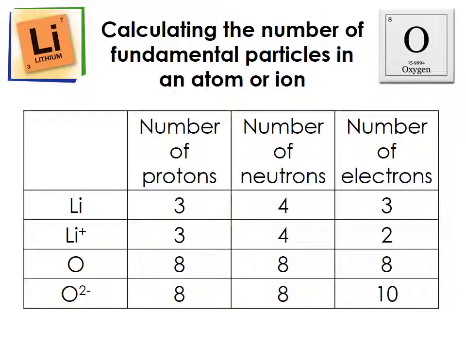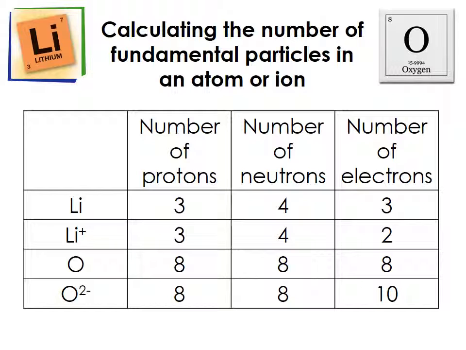Here are some examples for you. If you take lithium, as we said, it was 7 and 3, so the mass number was 7 and the atomic number was 3. Based on the rules we've just said, the atomic number is 3, so you'd have 3 protons. It's electrically neutral, so you'd also have 3 electrons. The difference between the mass number and the atomic number is 4, so we have 4 neutrons. For a lithium plus ion, the number of protons and neutrons is exactly the same, but we've got 1 fewer electron because we've got a +1 charge. So the number of electrons is then 2.